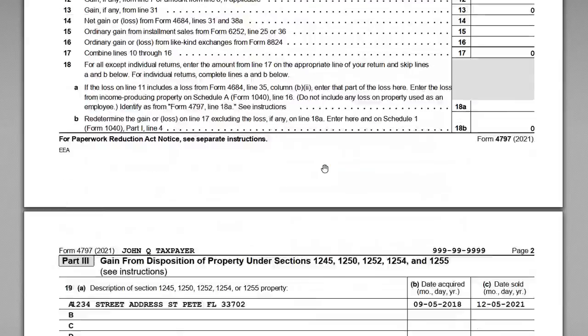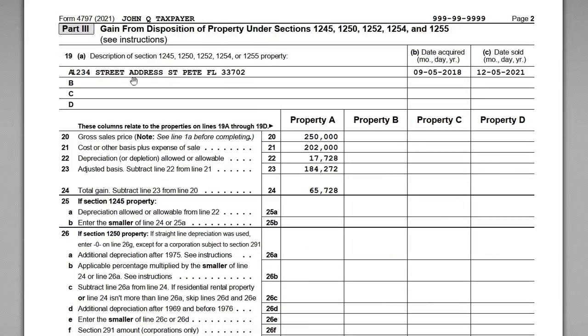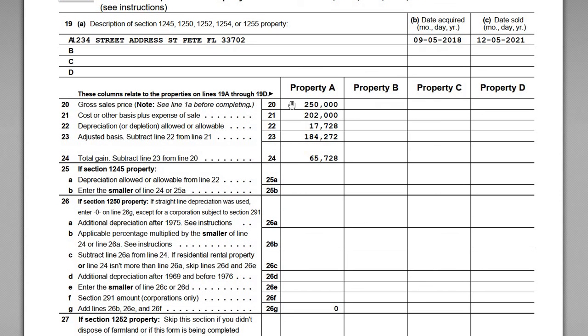Okay, so if we start here with Part 3, we have the gain from the sale of the property: enter the description of the property, the date we acquired it, the date we sold it, and then here's the sales information. So the gross sale price, right, $250,000, that was the sale price. Our cost basis, you remember, was $200,000 initially, and then $2,000 for expense of sale, right? And so line 21 wants us to add those two amounts together. So we get our $202,000 total cost plus expense of sale amount.